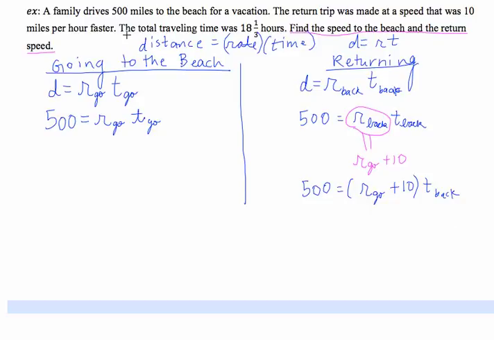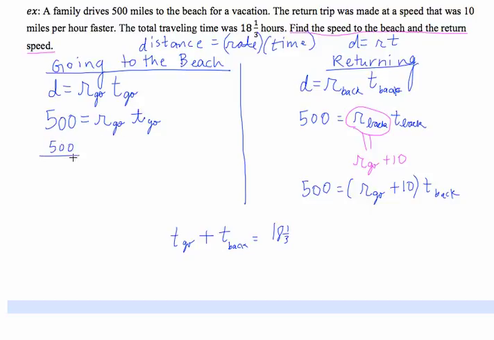Okay? And let's see, what else do we know? There's one more thing we know here, and that is that total traveling time was 18 1/3 hours. That's total traveling time. So down here kind of in the middle, that means the time it took them to go to the beach plus the time that it took them to come back from the beach. We know that that total time equals 18 1/3. So what I could do is solve each of these two equations for time and then add them together down here.